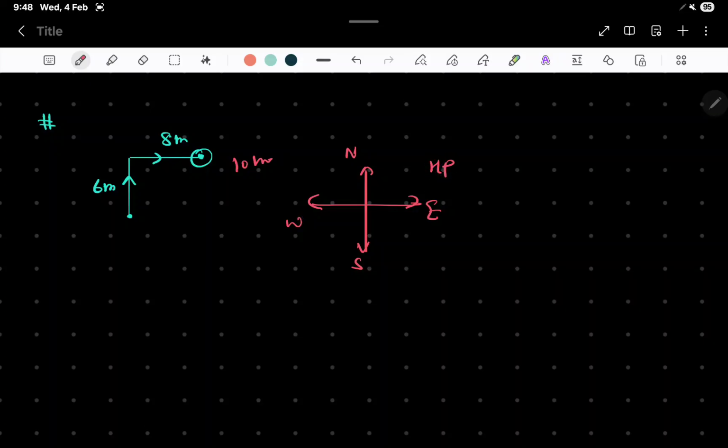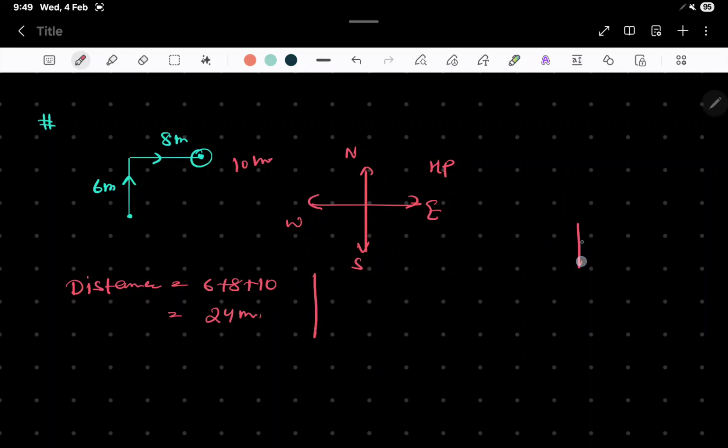Okay, so the question is, a particle starts moving along the north with 6 meter, and then turns towards east with 8 meter, and then moves vertically upward with 10 meter. What is the distance and displacement? Okay, so let's find out distance first. So it covers simply 6 plus 8 plus 10, and that's it. So it is coming to be 14 plus 10, which is 24 meter. Okay, and what about displacement?